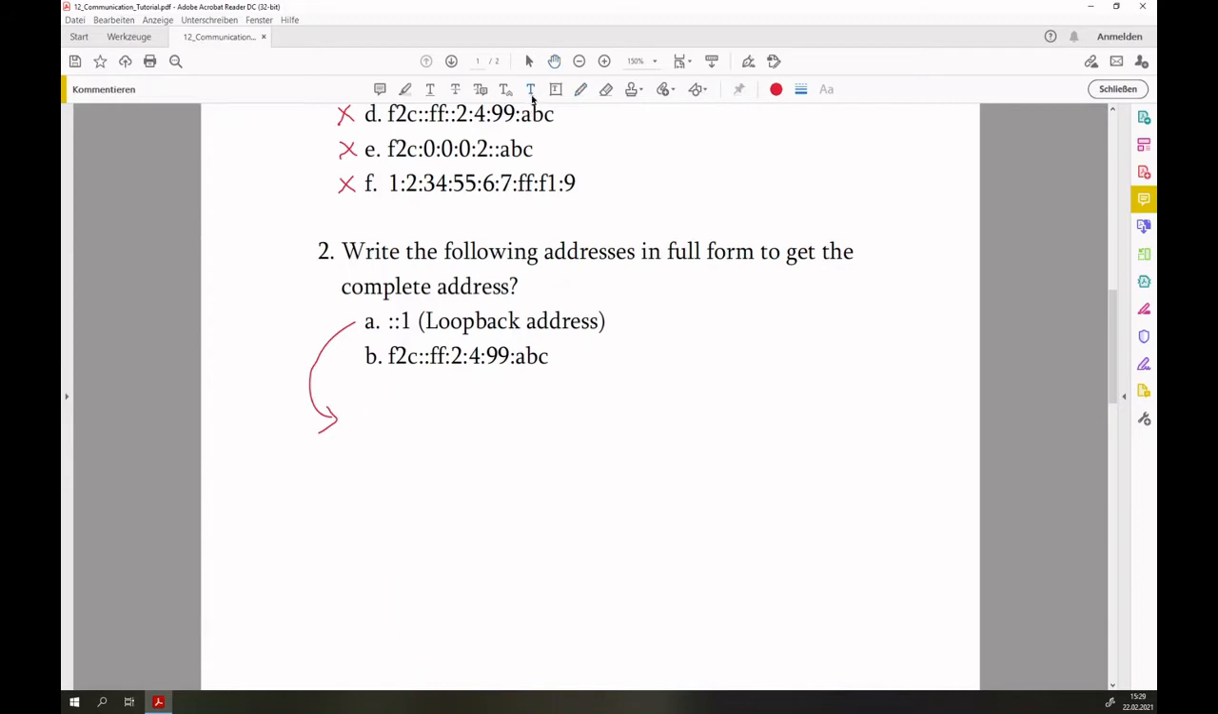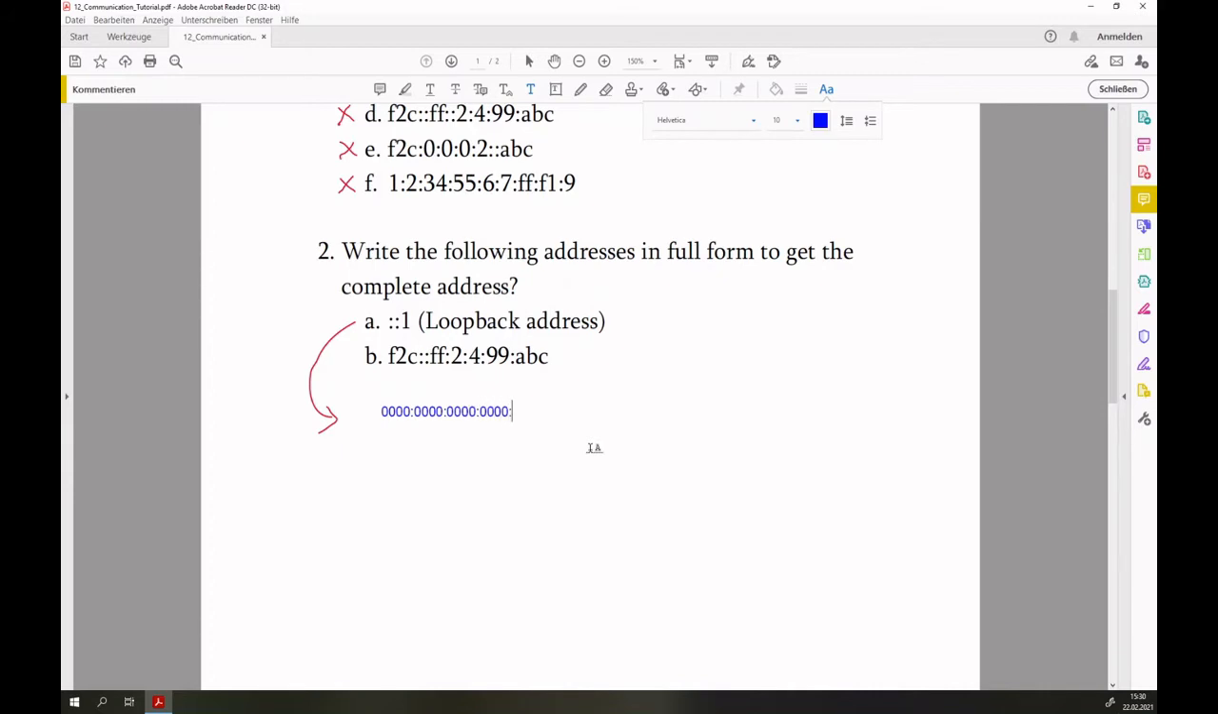So you have always 8 blocks. Therefore, each of the hexadecimal numbers is one of these hexadecimal digits. And therefore, each block has 4 of these digits. And therefore, you have the situation like this: 0000. Then you have this colon, 0000. Next block. And so on.